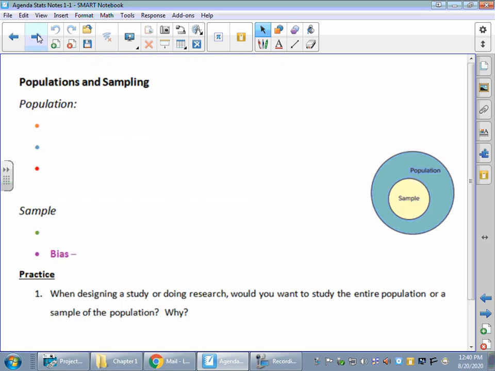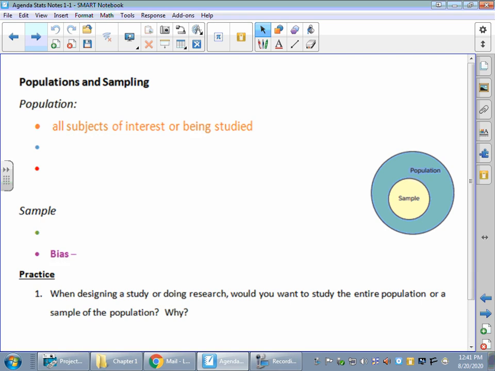Fun fact. So populations and sampling. This is going to be a big topic. It's going to come up a lot. So notice I've got this little diagram over here. Population is the large blue circle. Sample is the small yellow circle within it. So a population is all the subjects of interest being studied. If I want to do a study of all East China students, my population would be all East China students. All are subjects of interest or what's being studied.